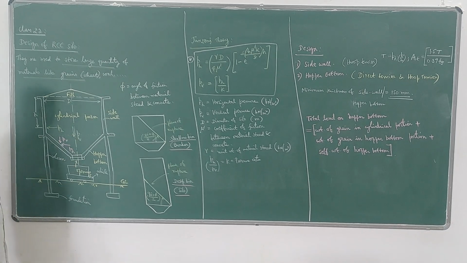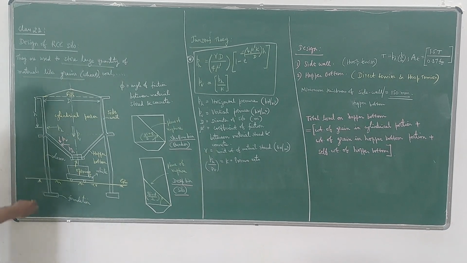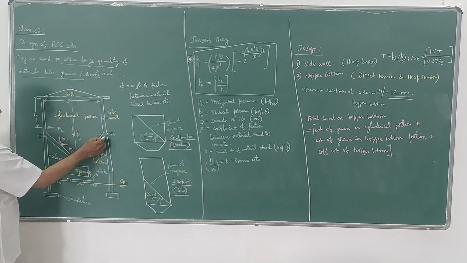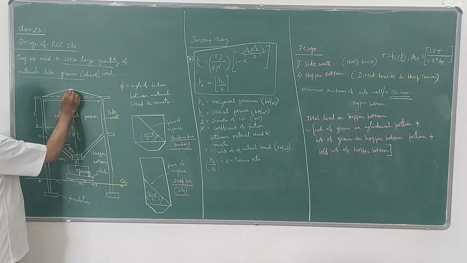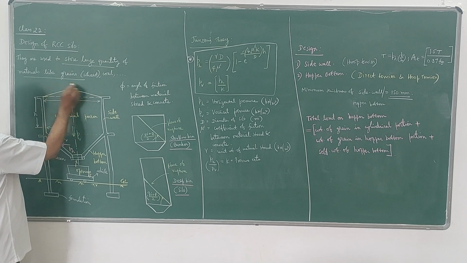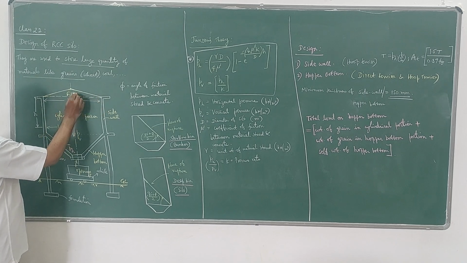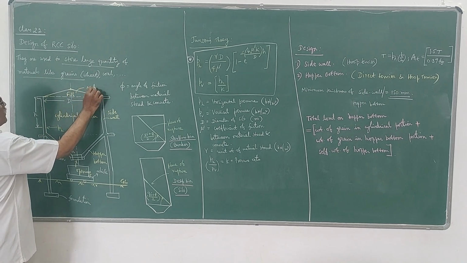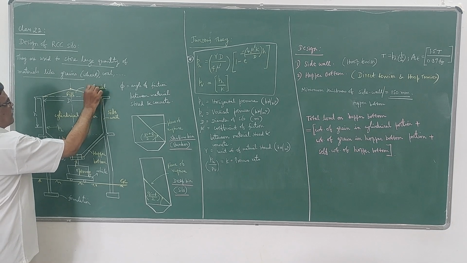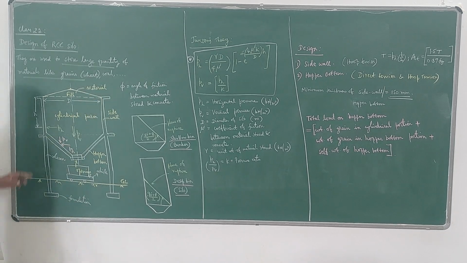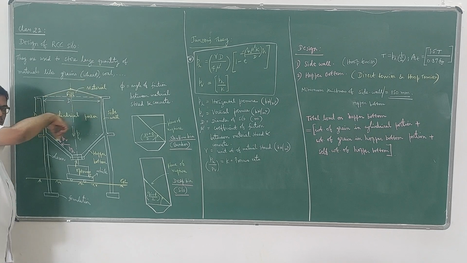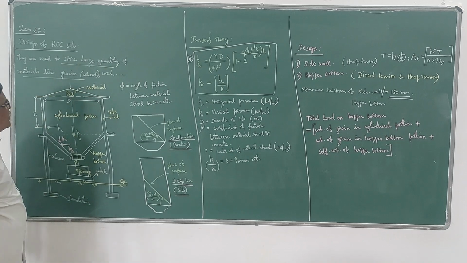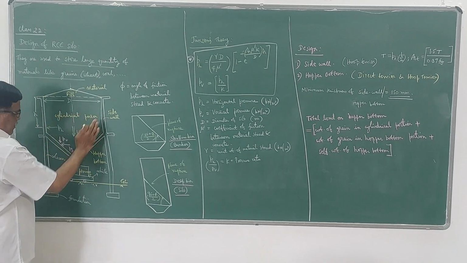So this is a typical silo figure. Here you can see that there is a cylindrical portion. Above that you have a heap here. This heap represents the material filled, so whatever material is there, maybe wheat or coal. Of course it is a cylindrical portion, that means it is circular in plan, so vertical side walls will be there.